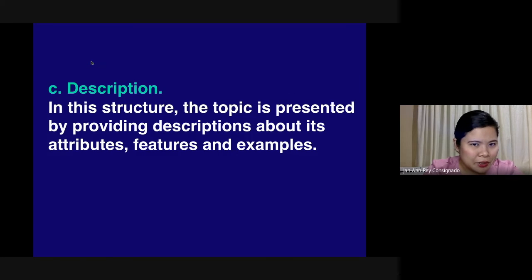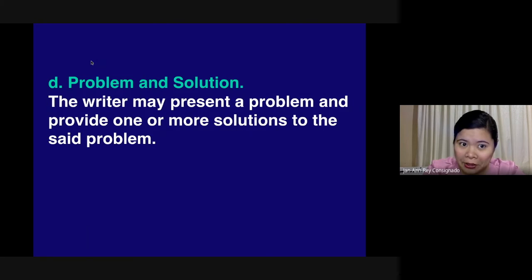C. Description. In this structure, the topic is presented by providing descriptions about its attributes, features, and examples. Again, C is description. Letter D, problem and solution. The writer may present a problem and provide one or more solutions to the said problem. Letter D is problem and solution.